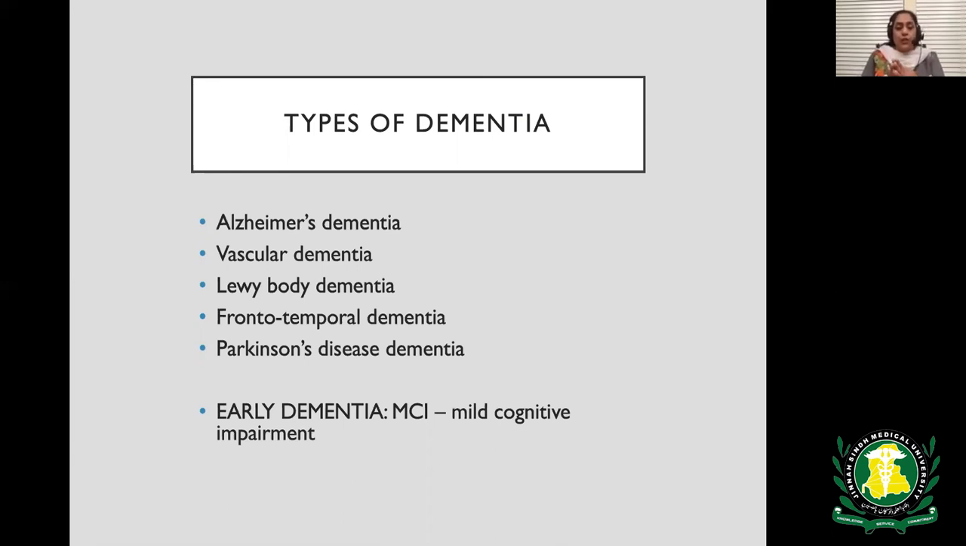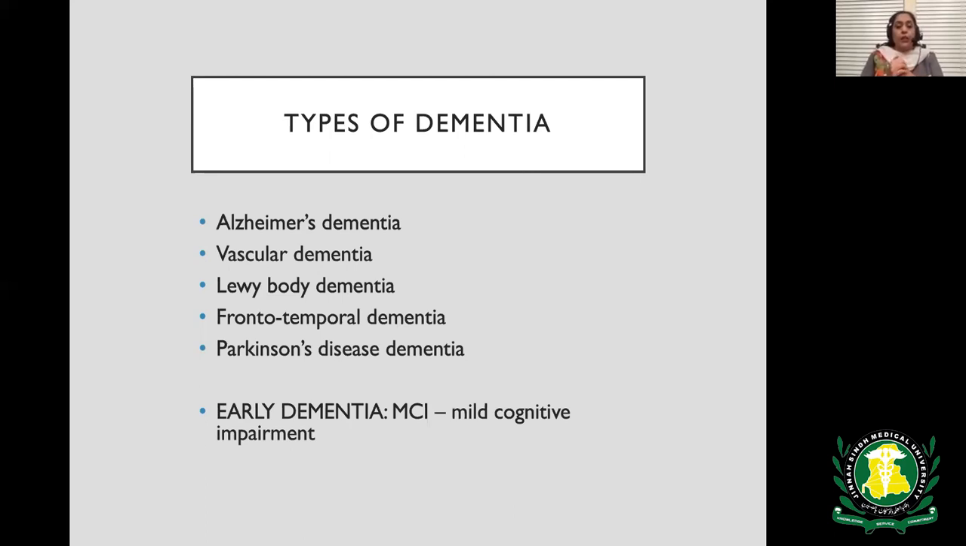Lewy body dementia is another form of dementia, in which the patient shows extrapyramidal symptoms. It starts with the visual hallucinations. The patient is seeing things which are not there. That could be an animal, or could be a human being, or could be inanimate objects. And the course of this dementia is mainly fluctuations. So some days are the good days, and some days are the bad days. Sensitivity to the neuroleptic medication is a common problem in this kind of dementia.